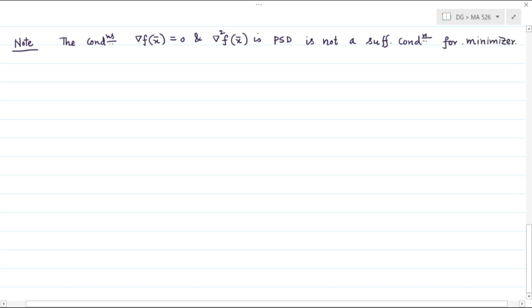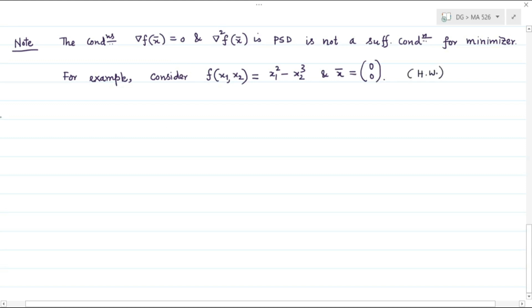For example, consider the function f(x1, x2) equal to x1 square minus x2 cube, and x bar is equal to the null vector. For this function, you can check that x bar is a saddle point, and the Hessian is positive semi-definite, and the gradient is a null vector. You can check that, and I'm putting this as homework. You just verify this.